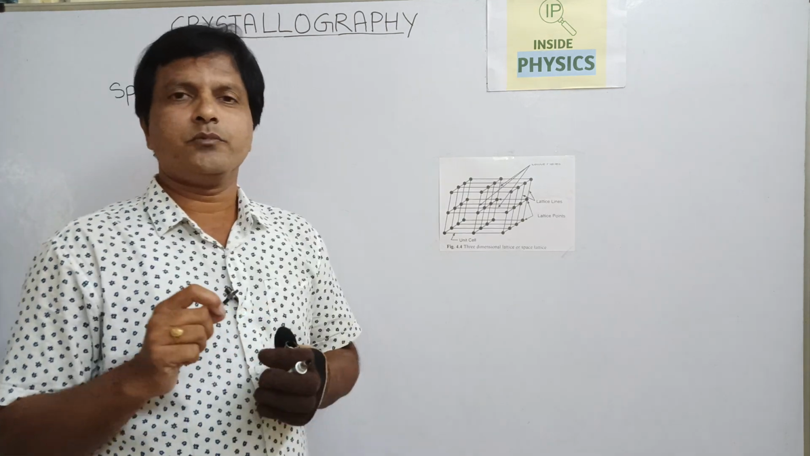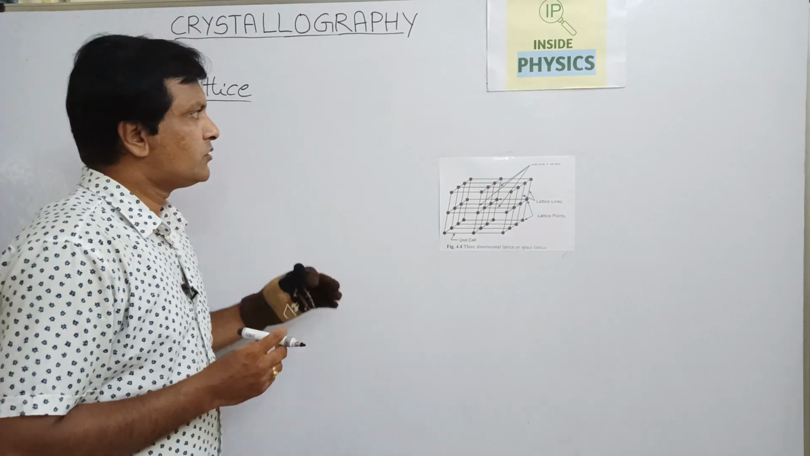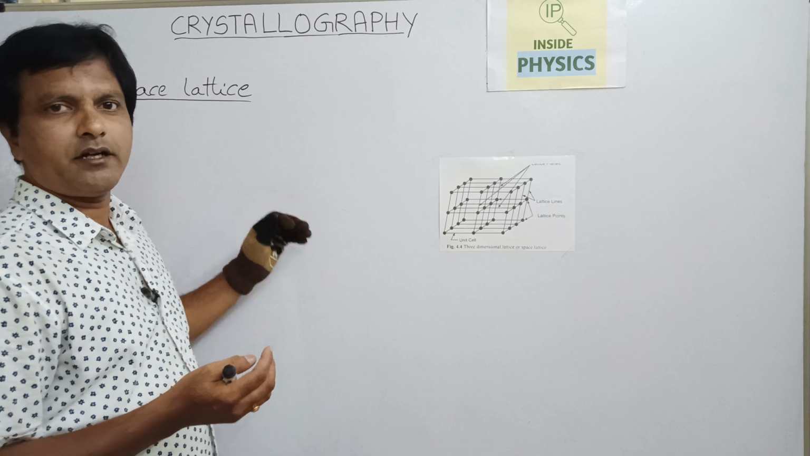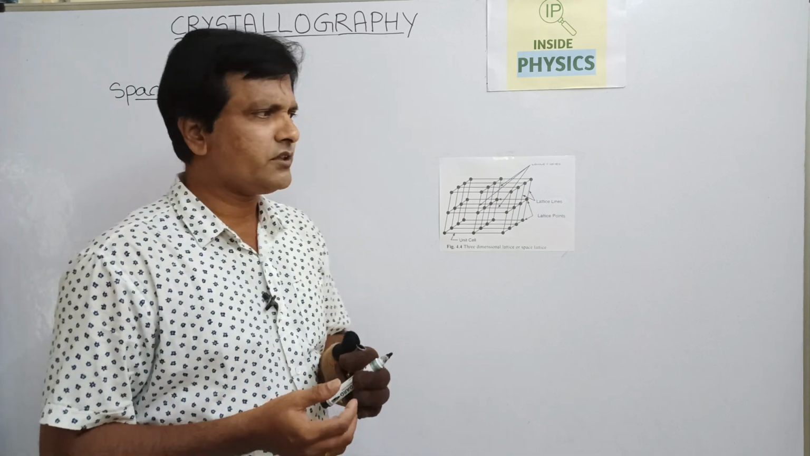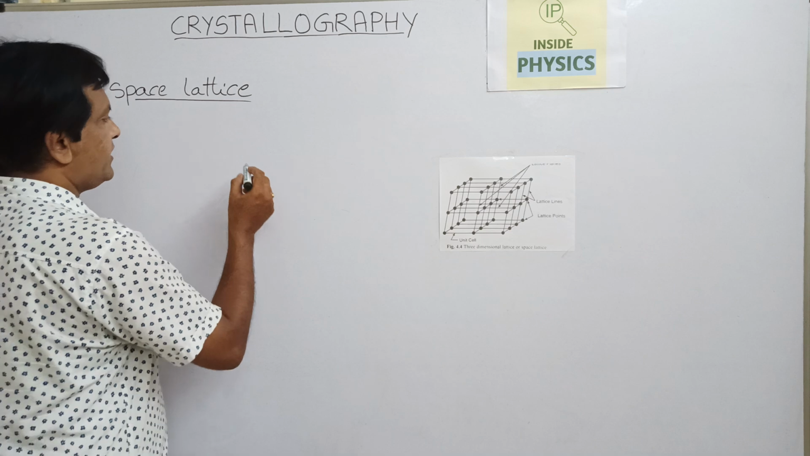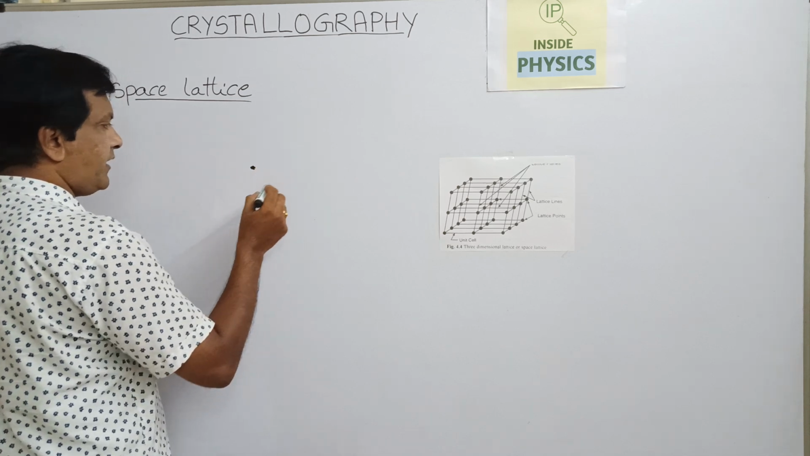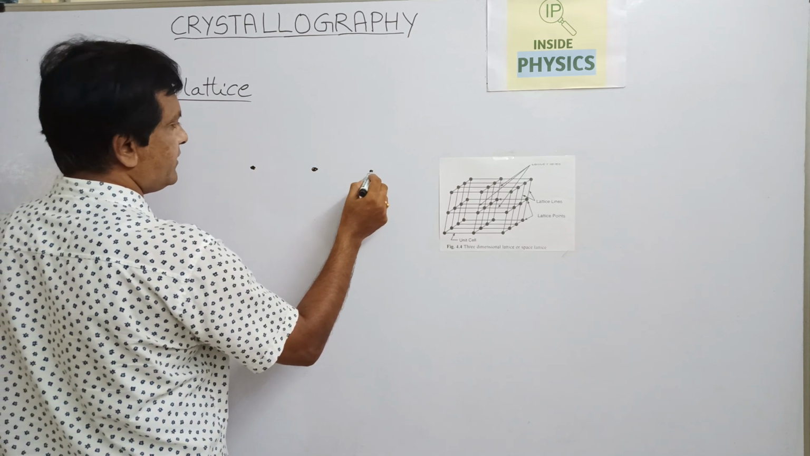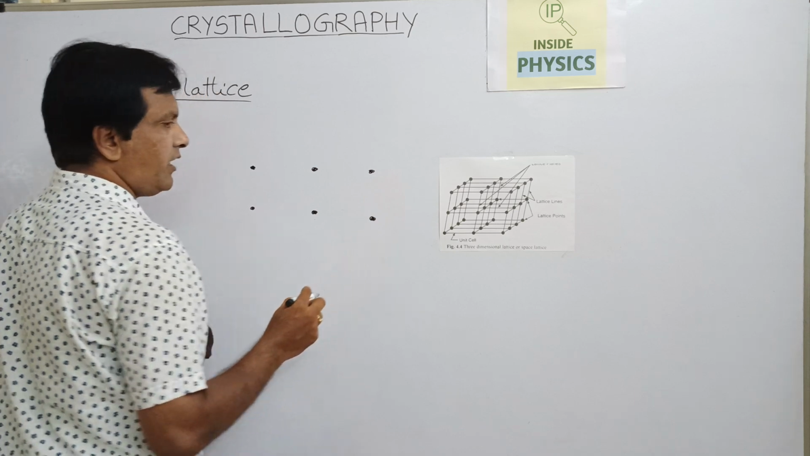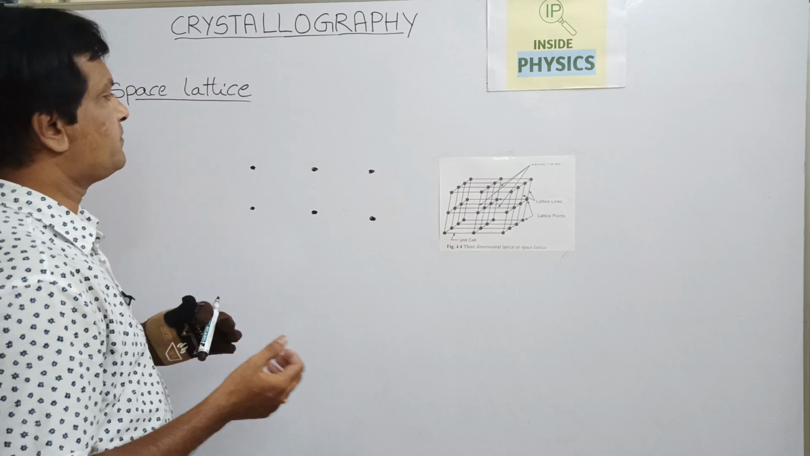A lattice point is a point where an atom is supposed to exist inside the crystal structure. If you take the structure of a crystal, such as copper, iron, gold or silver, these are all metals which have a solid crystal structure. Inside that, a point called a lattice point is where an atom is supposed to be located. The periodic arrangement of the lattice points creates an environment which is called a space lattice.